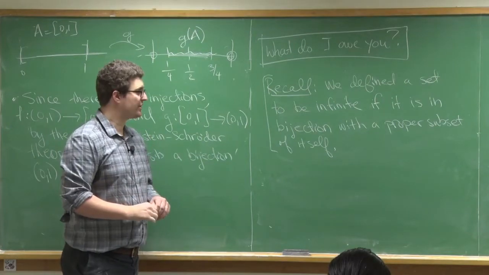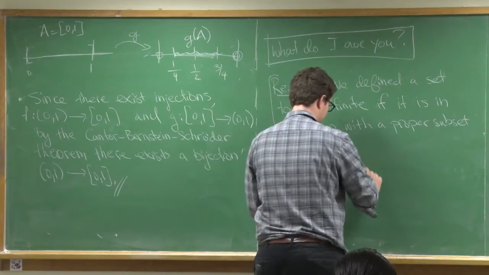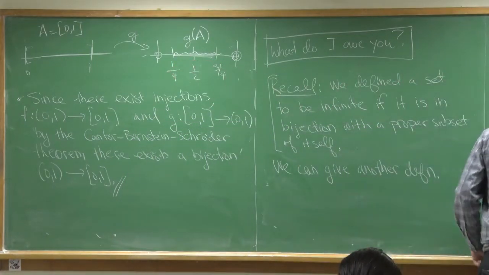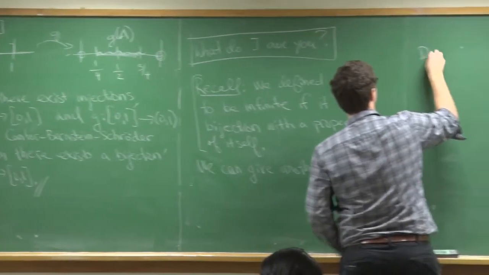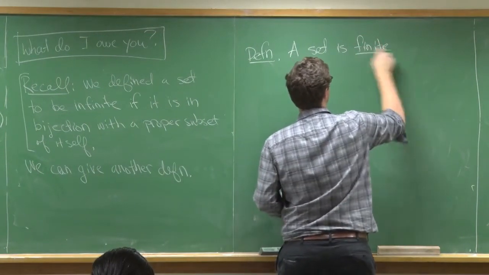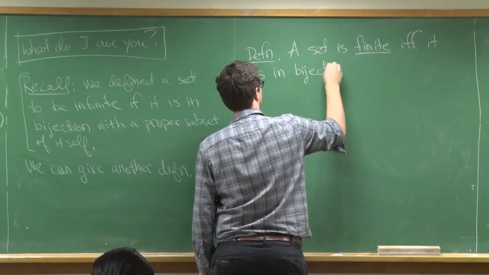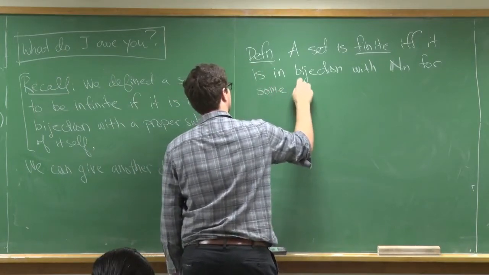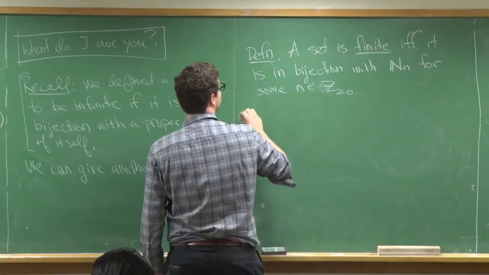Okay, so this is one definition, but there's another definition we can give, right? We have really done nothing with finite sets. So let's use this notation. Let me first define what a finite set is. A set is finite if and only if it is in bijection with [n] for some n greater than or equal to 0. So some, let's say, natural number here. Oh, sorry, non-negative integer.